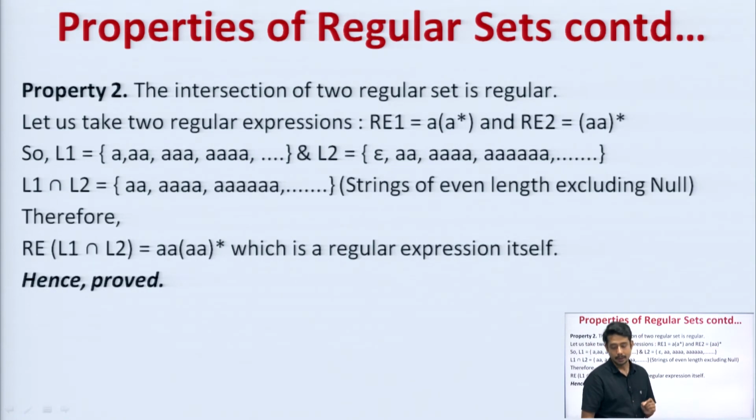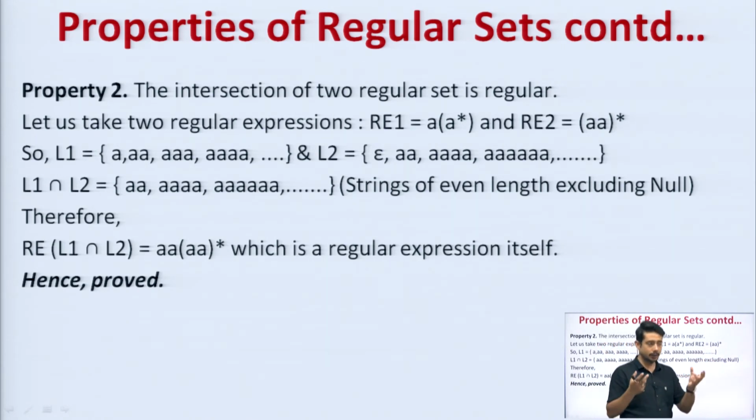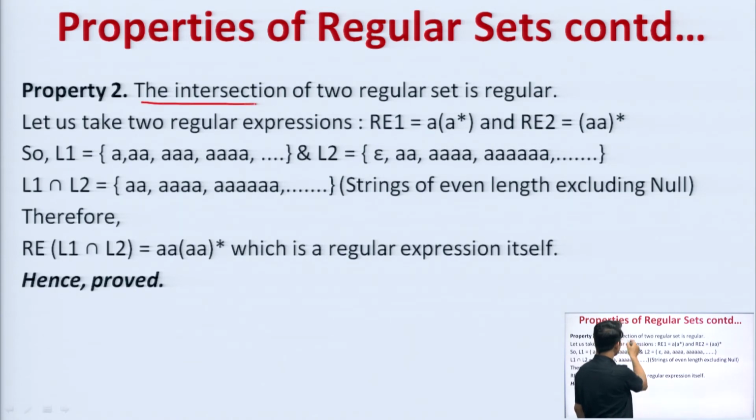Okay. So, the first point, I think it is clear to everyone that the union of two regular sets will always give you a regular. Similarly, if you take the intersection of two regular sets, and if there are commonalities between those two regular sets, and you find the intersection, definitely you will be getting a regular set only. So, that is the second property. Intersection of two regular sets is always regular.